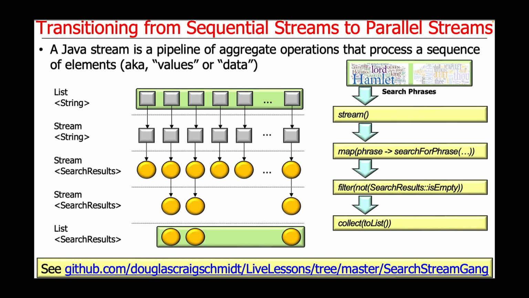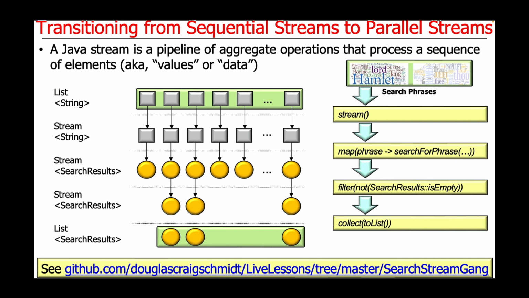You don't have to do a whole lot of work usually to go from a sequential stream to a parallel stream. So recall from what we talked about so far, a stream is a pipeline of aggregate operations that are used to process or filter or manipulate a sequence of elements, which are sometimes known as values or data, which of course are also objects in many cases.